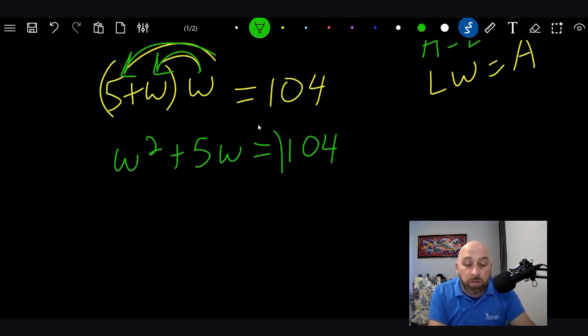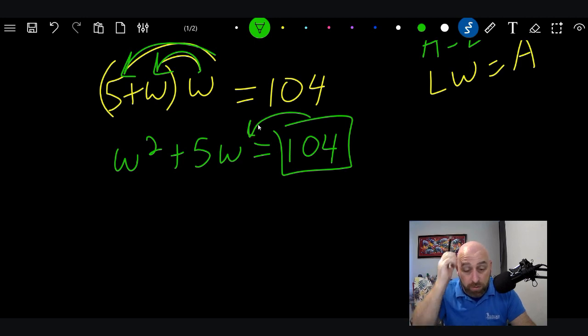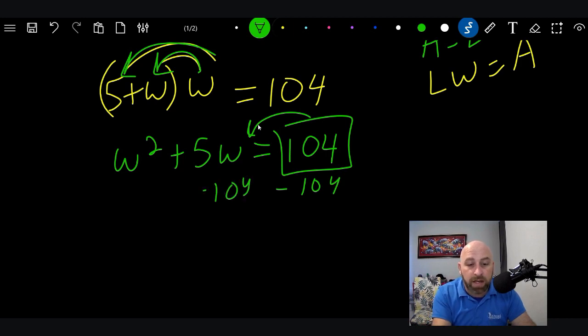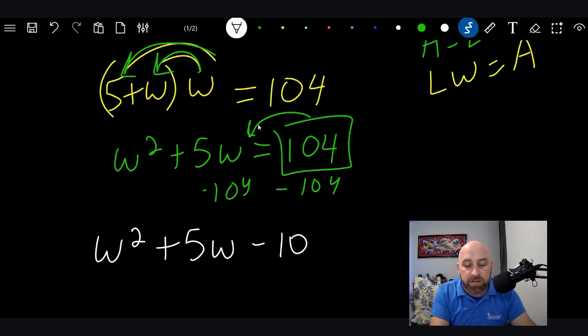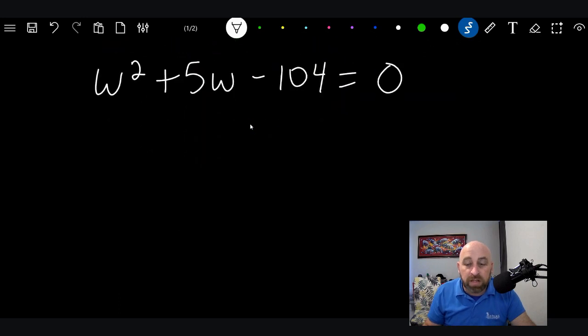Now what? Remember, we want to get this equal to 0. That's from the last lesson that we learned. So we're going to move the 104 over. Subtract 104 from both sides, and we're going to end up with W squared plus 5W minus 104 equals 0. Now we've got it in a format that we can factor. Oh, Mr. Steve, look at that. That's a big number. I know it's a big number, but we can still factor it.